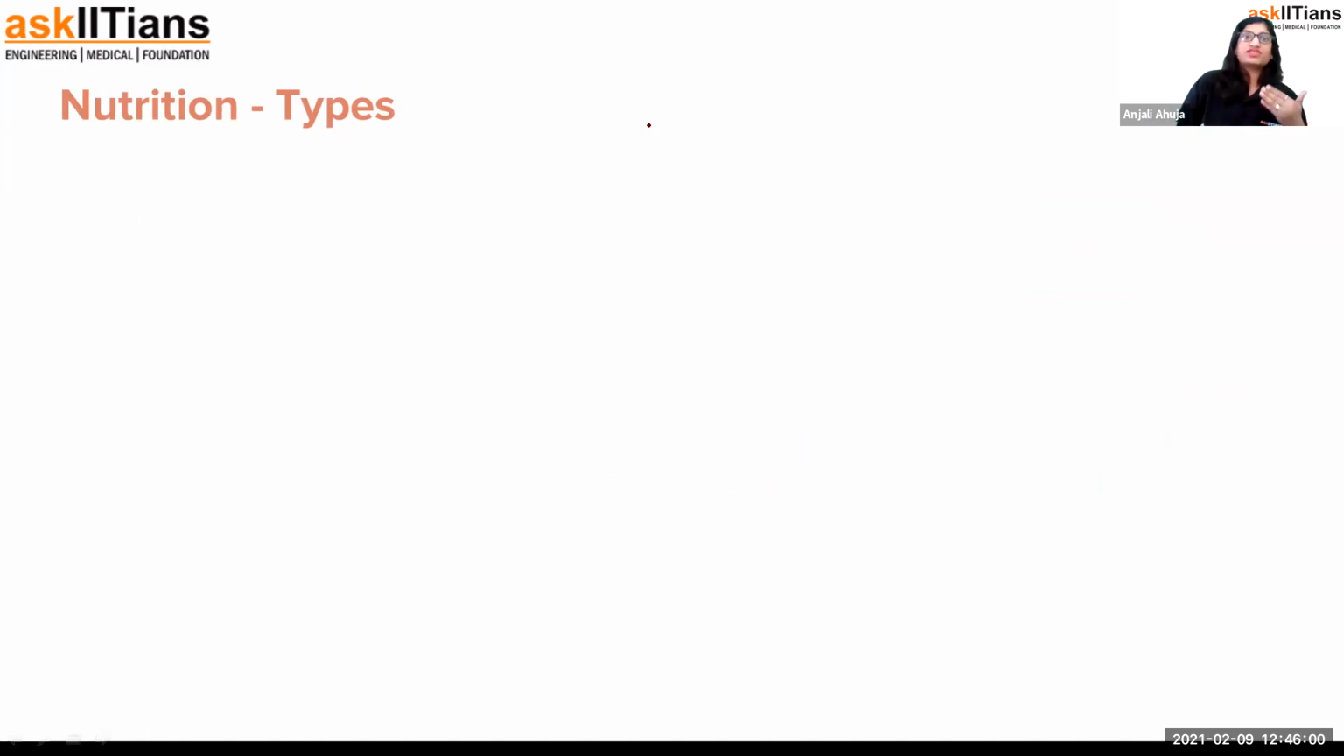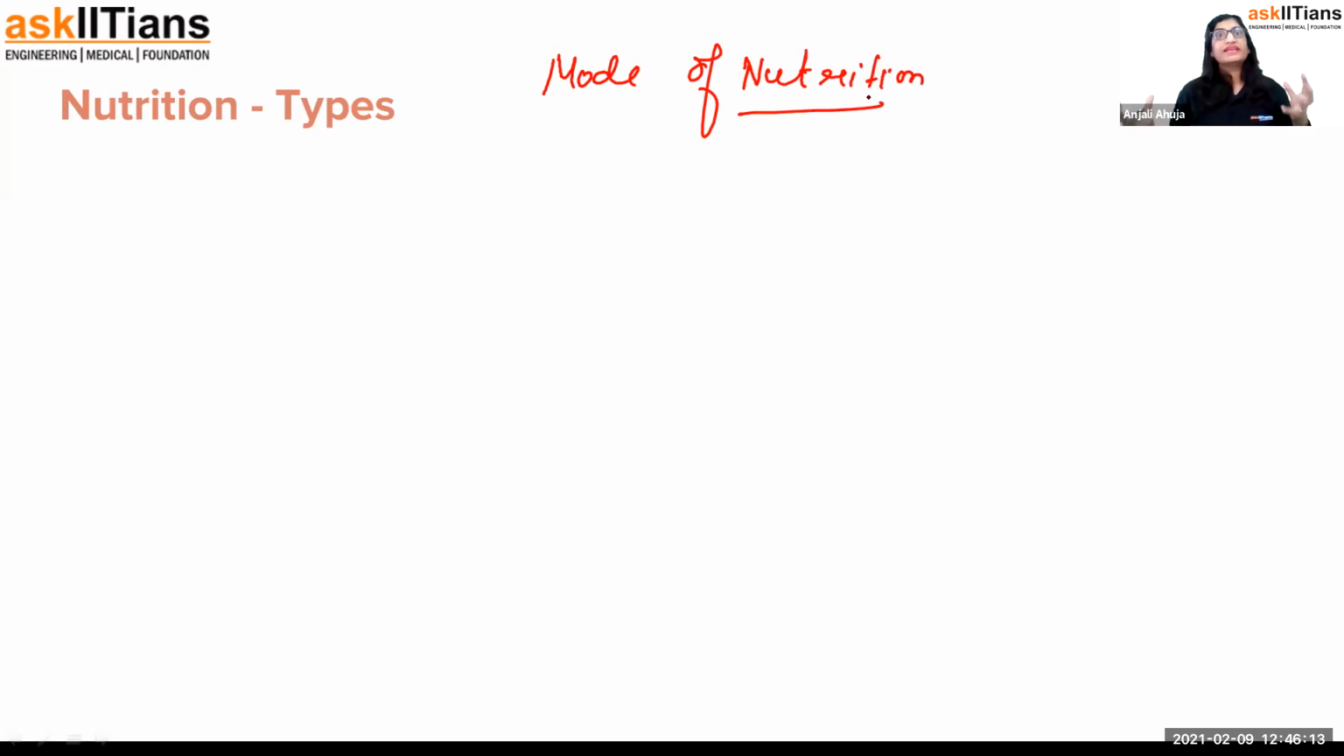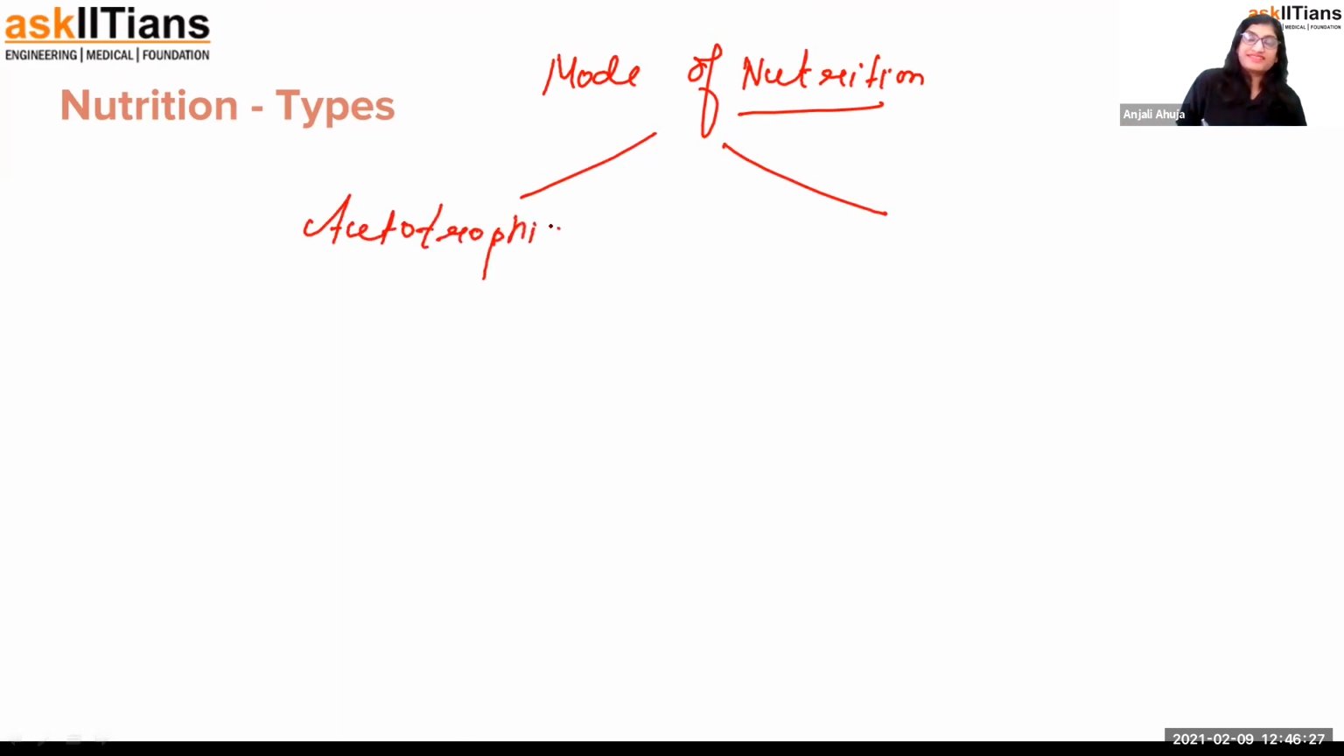See, guys, if I just use the words mode of nutrition: mode of nutrition means how any organism absorbs and takes all the nutrients inside the body. So the mode of nutrition in any organism is of two types. First is autotrophic. I know that you have been learning this since grade six. It's okay. We'll learn that and I'll tell you just the key points.